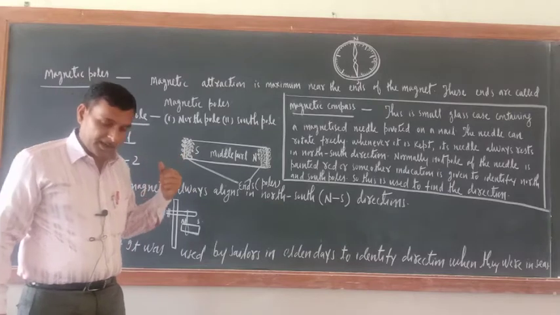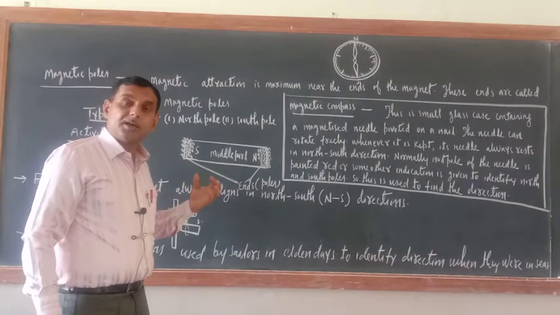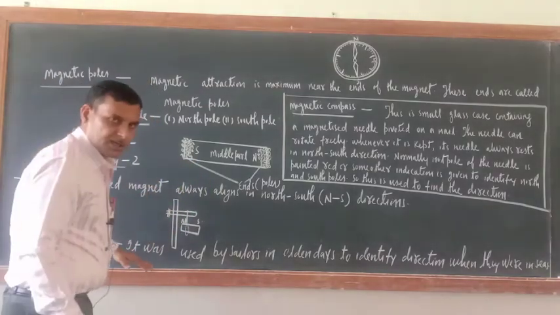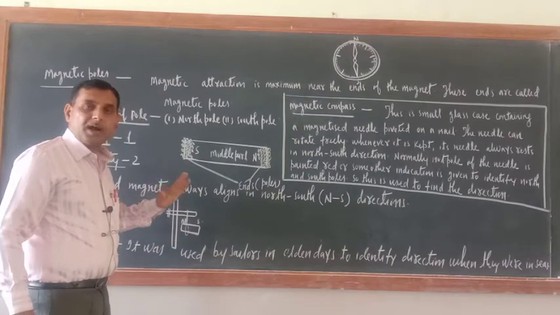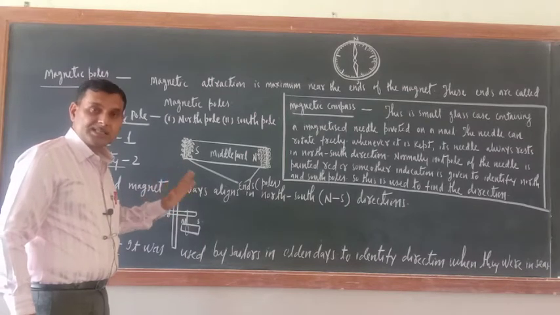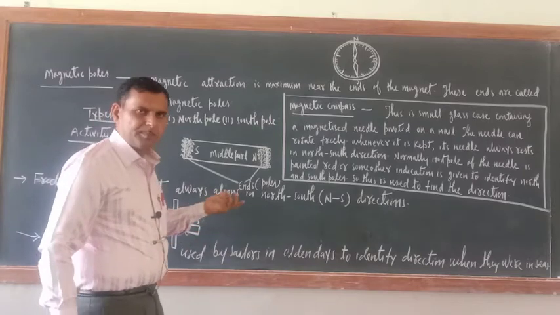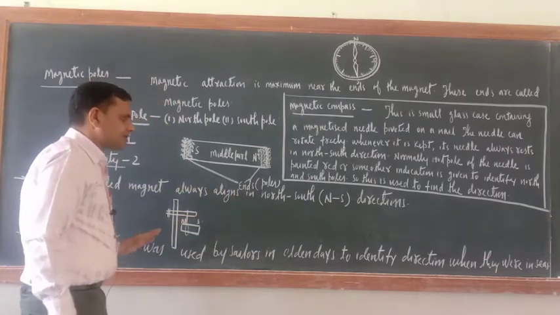Okay, but in olden days that much advanced technology was not there. Then what was there? Sailors were using these lodestones. These lodestones are used to find the direction when sailors were in the seas. Lodestones are basically magnetic materials. So this is also finished.